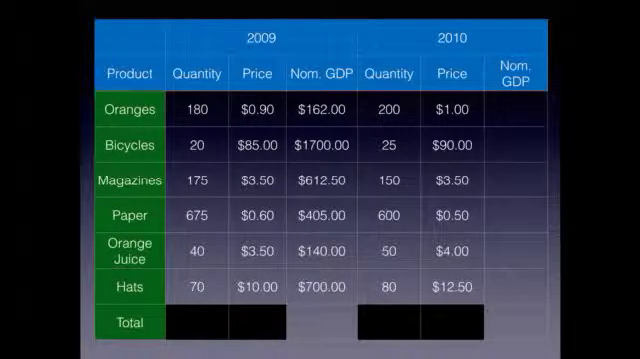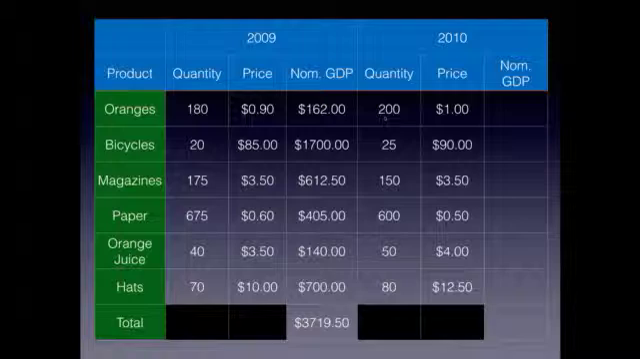So if we want to know what nominal GDP for this very simple economy that only produces 6 items, we add up all the final values here, and that gives us that nominal GDP for this particular country in 2009 was $3,719.50. If we want to calculate nominal GDP in 2010, we do the same exact process.